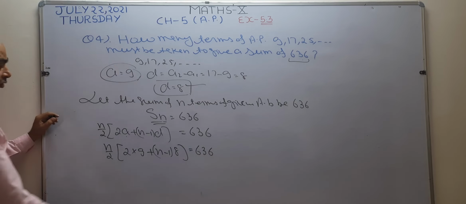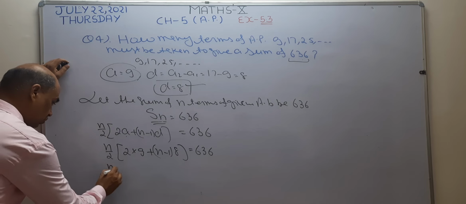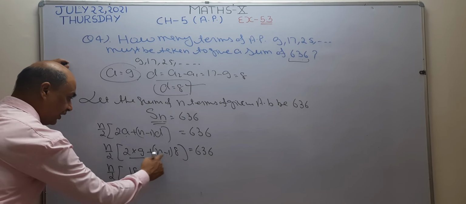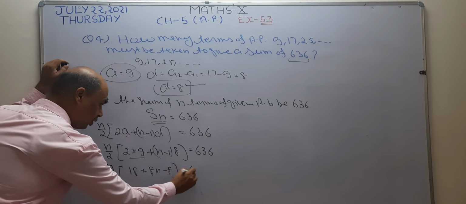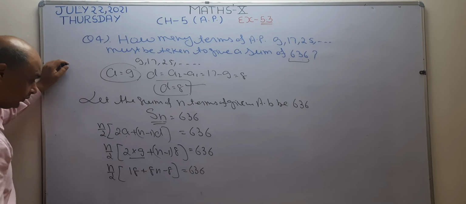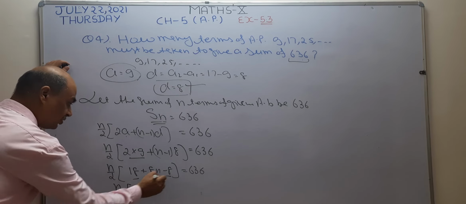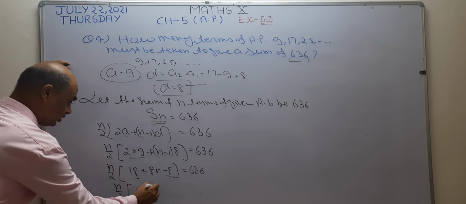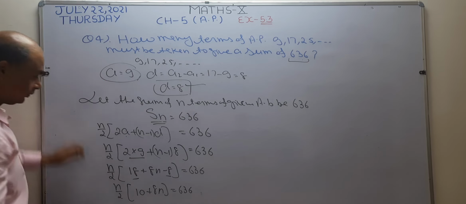Okay. Now I want to open this bracket. Solve this bracket. So this is going to remain the same. 9 2s are 18. 8 into n becomes 8n. 8 1s are 8. Equal to 636. Now n by 2 is going to remain the same. 18 minus 8, how much? 18 minus 8 is 10. Right here 10. What is left? 8n, equal to 636.